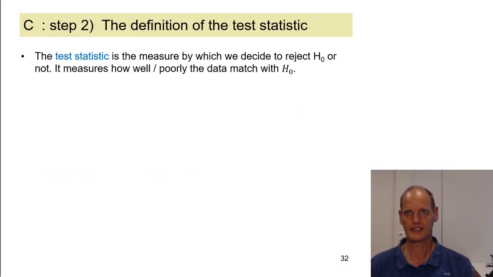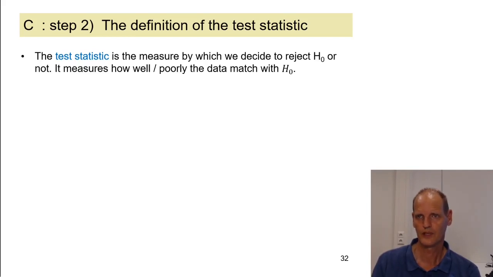The definition of the test statistic. The general rule is T is the estimator minus the null hypothesis value divided by the standard error, so we will see how that works out. What does a test statistic do? It is a measure by which we can judge whether we should reject the null hypothesis or not. It measures how well or how poorly the data match with the null hypothesis.